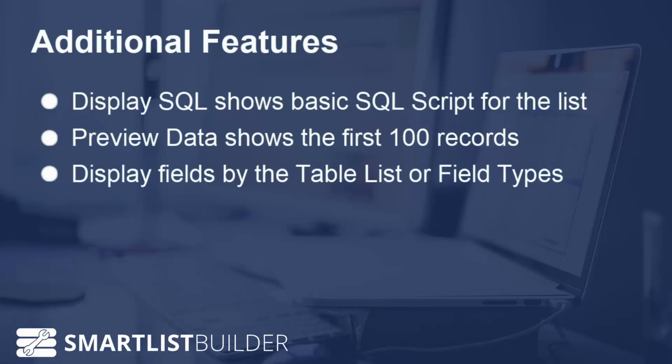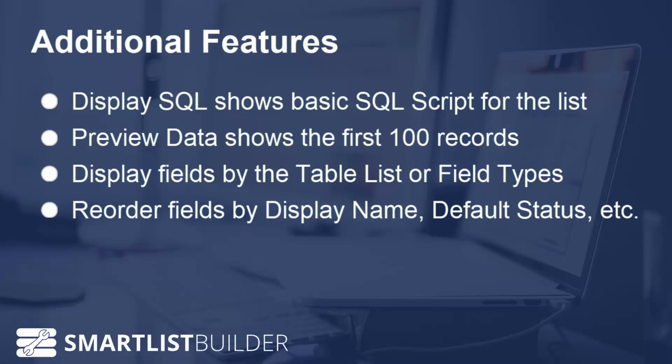There are a few different display options you can change to see the fields how you need. You can change the table list to show the fields categorized by type. You can also reorder the fields based on the display name, their default status, as well as a few other options.